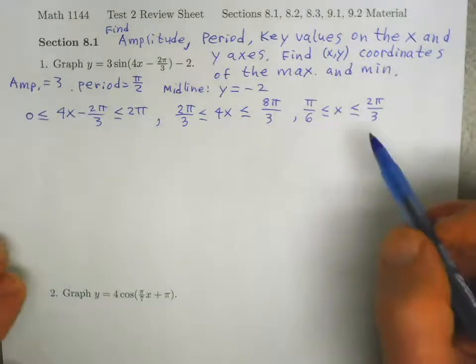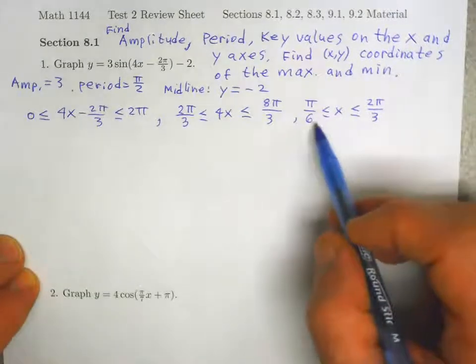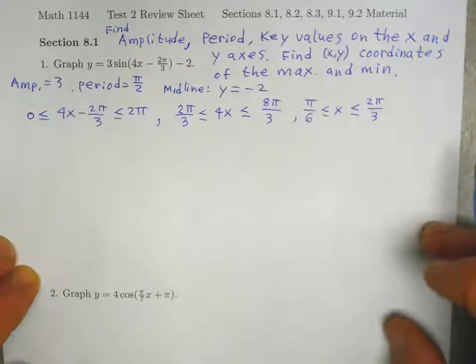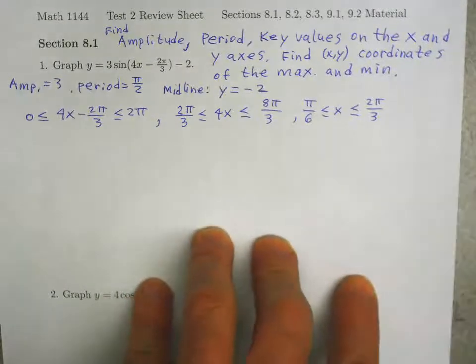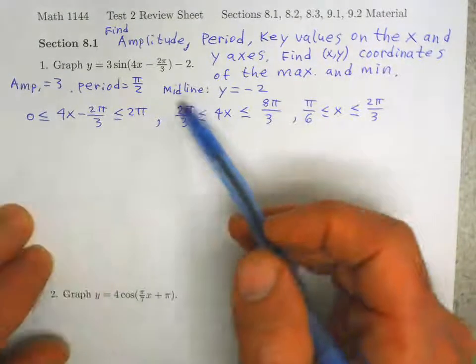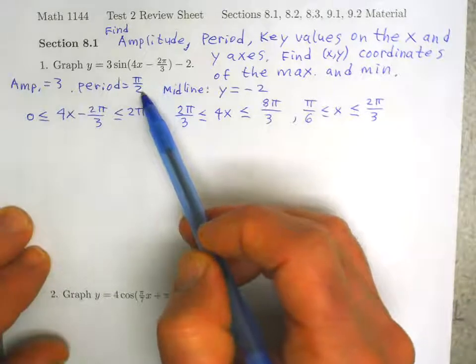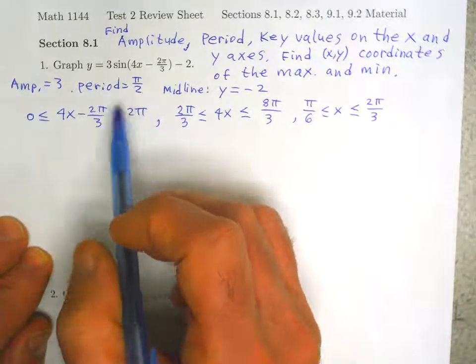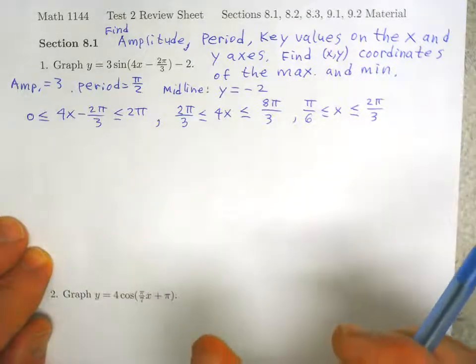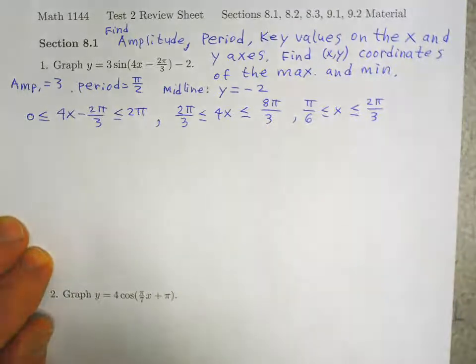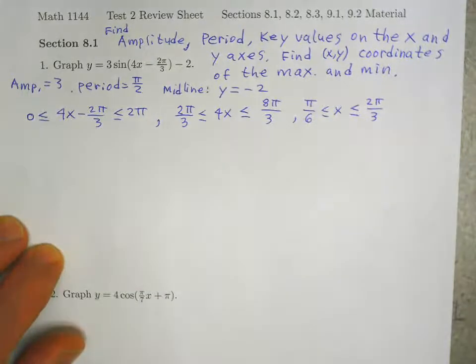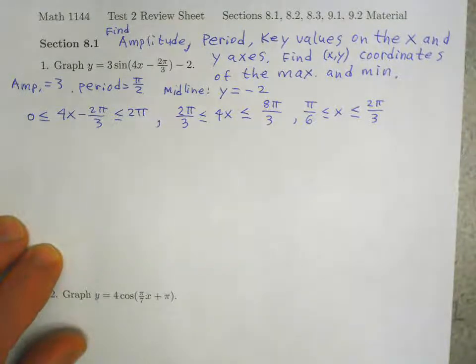Okay, so we want to divide the interval into 4 parts. And since the period is pi over 2, each of the 4 subintervals is going to be of length 1/4 times pi over 2, which is pi over 8.